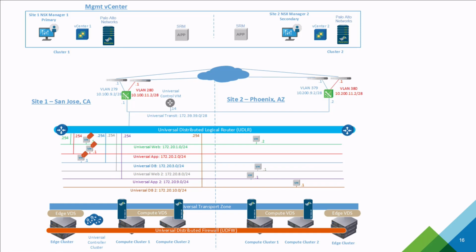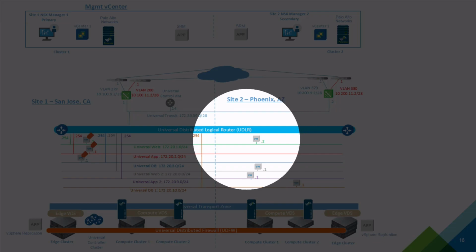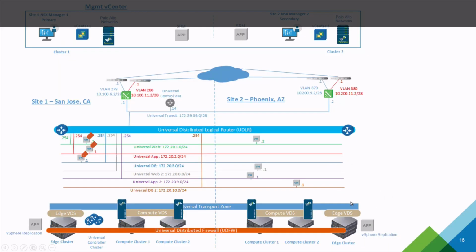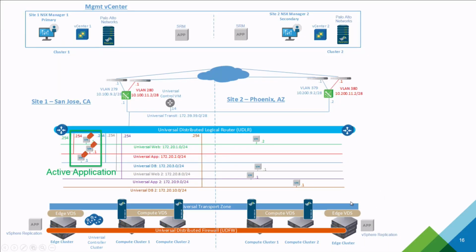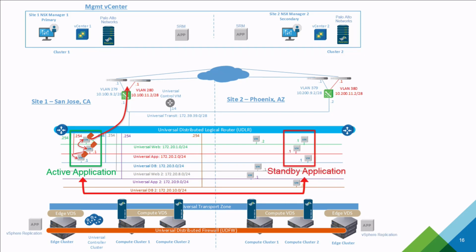Now I deploy SRM in my management layer. For my disaster recovery plans, I have vSphere replication deployed within my clusters. I have my active application at Site 1. It's using the Site 1 ESG again. I'm controlling that by routing metric. I'm using BGP weight here, giving the ESG at Site 1 a higher BGP weight. And my vSphere replication is replicating my active application workloads to the recovery site.